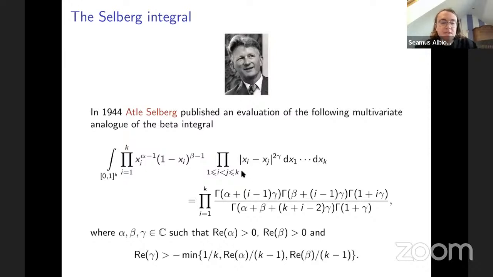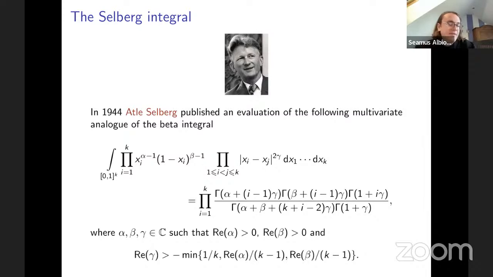Here you should take alpha, beta and gamma complex numbers such that the real part of alpha and the real part of beta are positive. That's inherited from the beta integral. But the real part of gamma satisfies now this more complicated condition, but you should think about it as it's allowed to be slightly negative. You can see that by actually analyzing the numerator of the right-hand side.